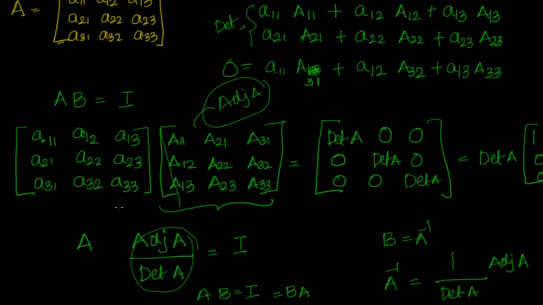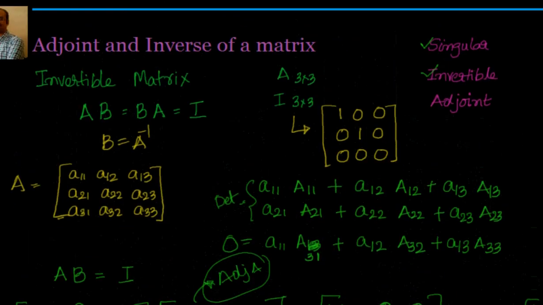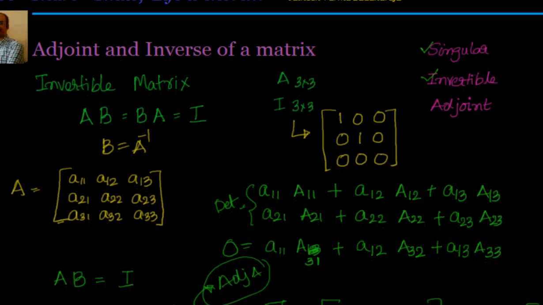If you are transposing the matrix, what happens now? Whatever matrix you have of cofactors, that is transposed. Then such a matrix is called the adjoint matrix. I repeat again, if the elements of a matrix are replaced by their corresponding cofactors, and the resultant matrix is transposed, then it is called the adjoint matrix. In the next session, we'll see simple examples on how to find the adjoint matrix and the inverse of a matrix.